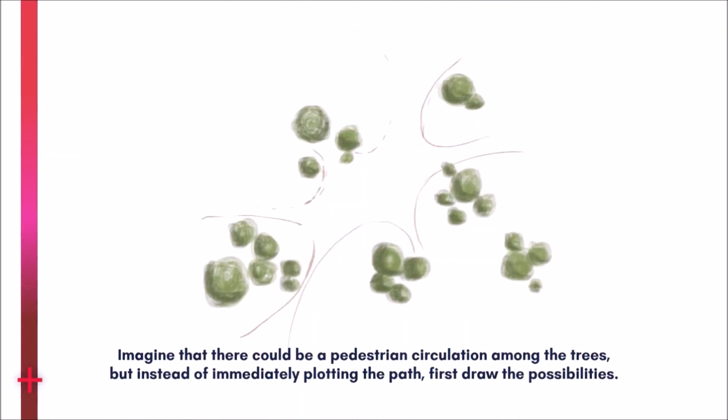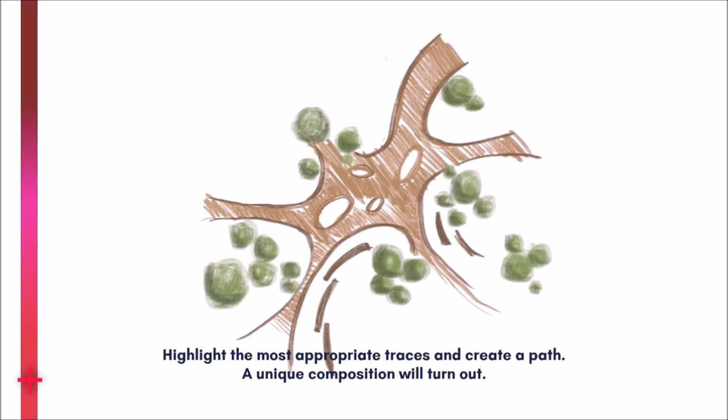Imagine that there could be a pedestrian circulation among the trees, but instead of immediately plotting the path, first draw the possibilities. Highlight the most appropriate traces and create a path. A unique composition will turn out.